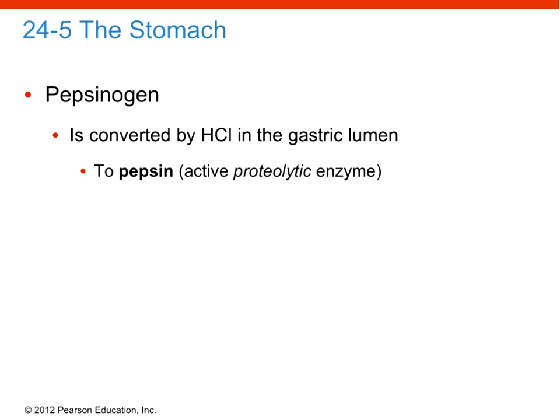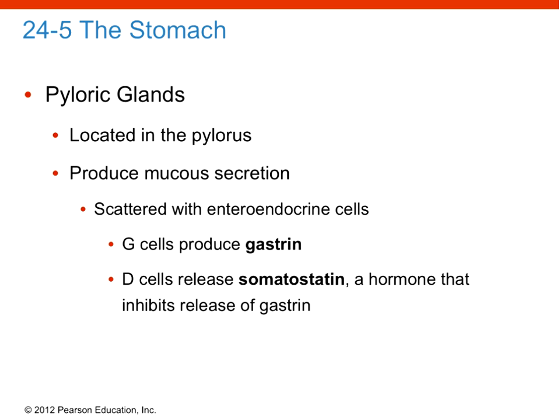Pepsinogen is reliant upon hydrochloric acid to be converted. So pepsinogen is converted by the hydrochloric acid that was made by the parietal cells to pepsin, which is the active enzyme, and its whole job is to break down proteins.